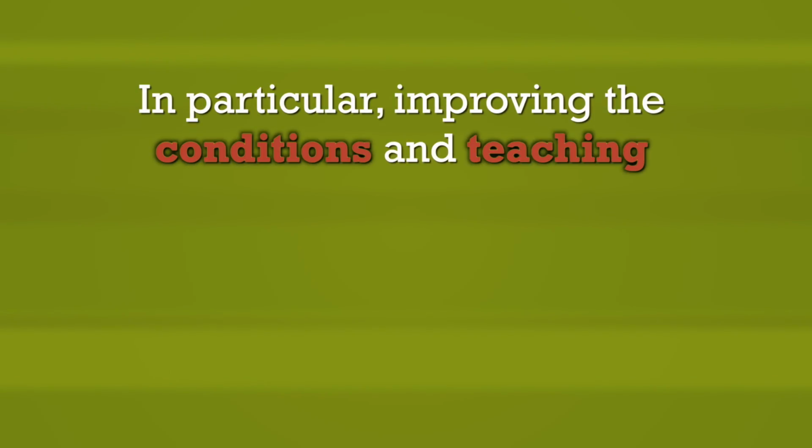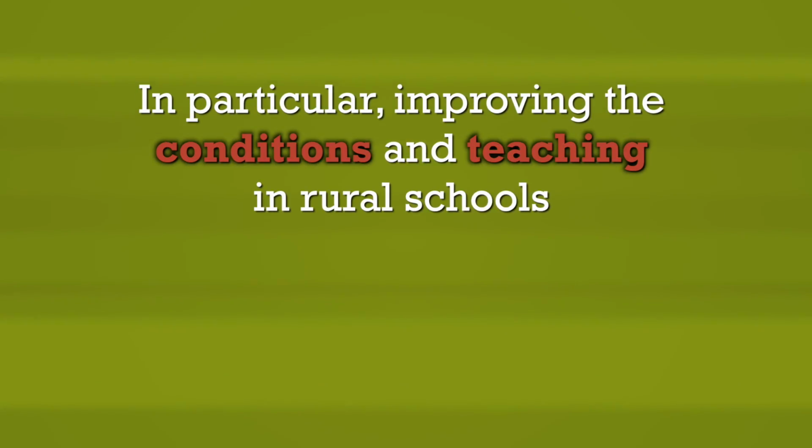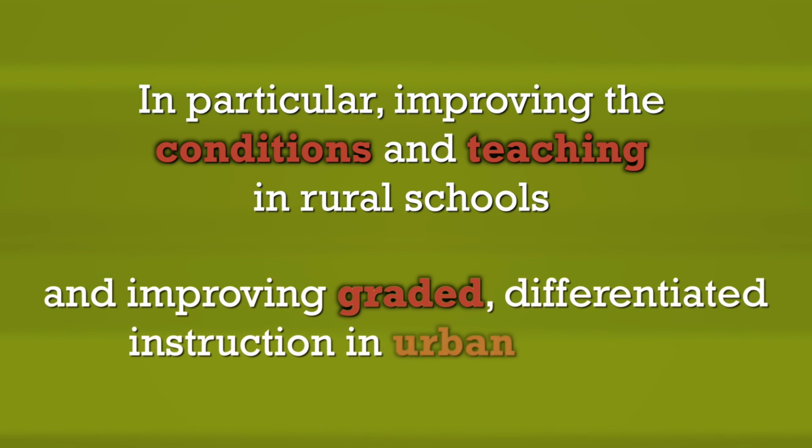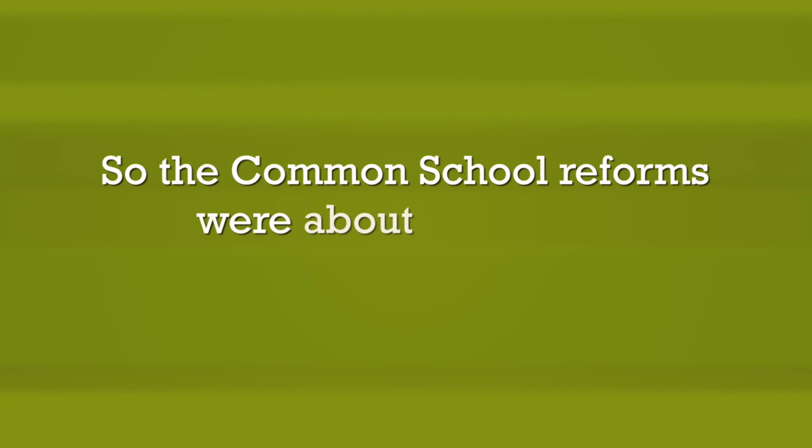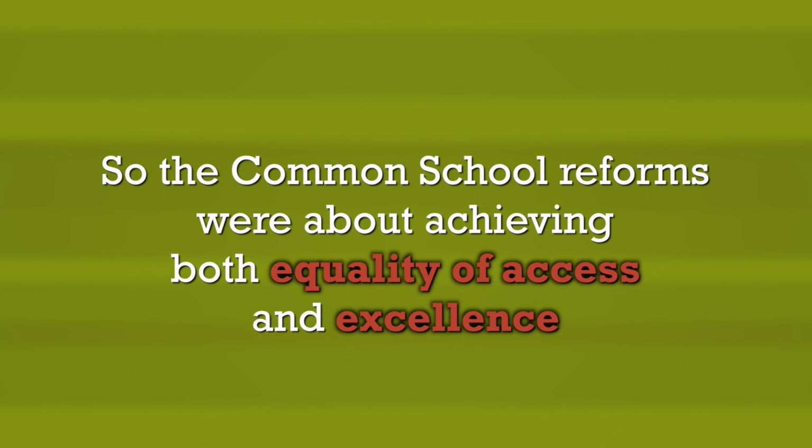We might easily see tuition-free schools as part of the equality ledger, but consider that much of the program of the Common School movement was about improving the quality of public schools, such that middle-class and wealthy families would make use of them. In other words, excellence was also a core value of the Common School movement, in particular improving the conditions and teaching in rural schools and improving graded, differentiated instruction in urban schools. So the Common School reforms were about achieving both equality and excellence, depending on the setting.